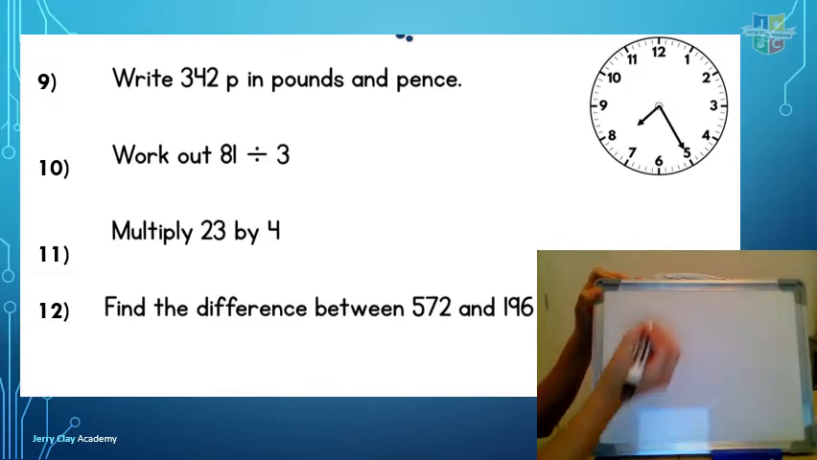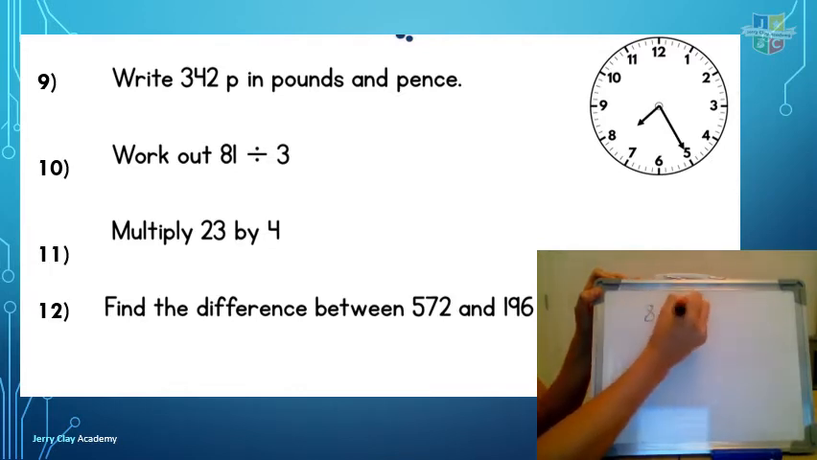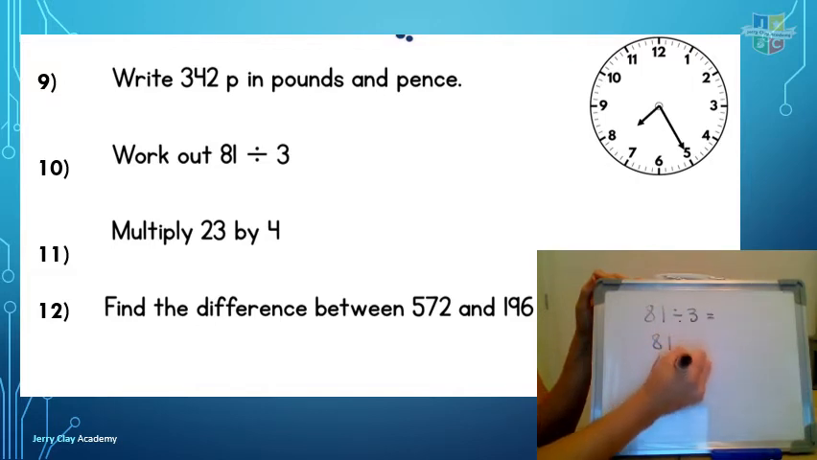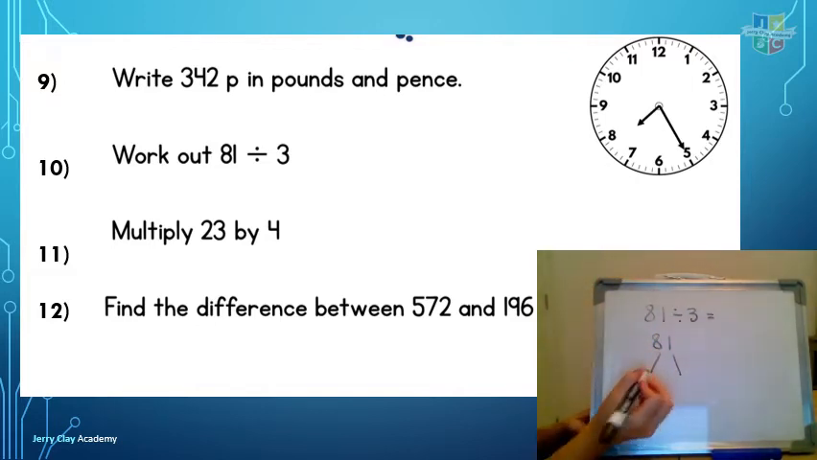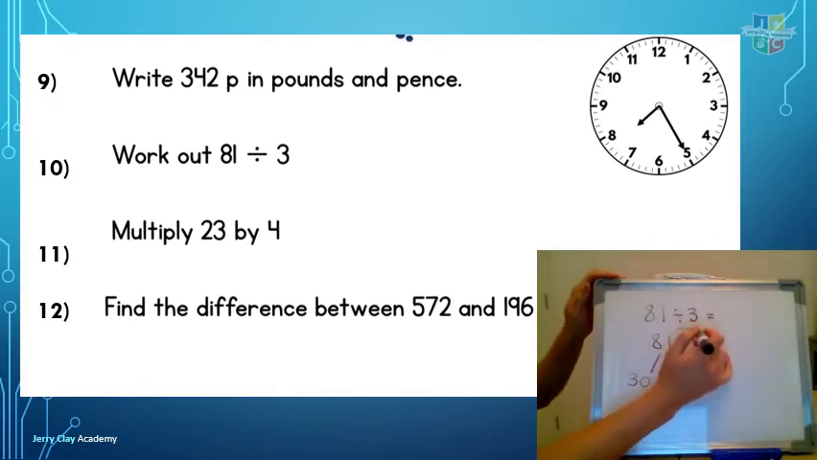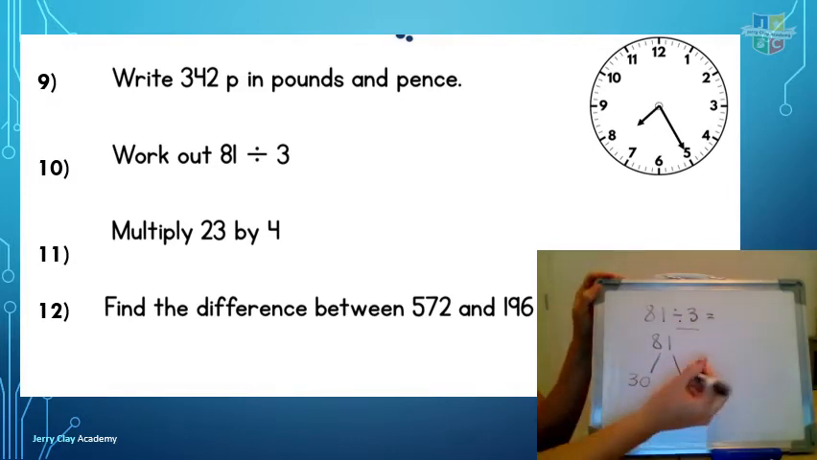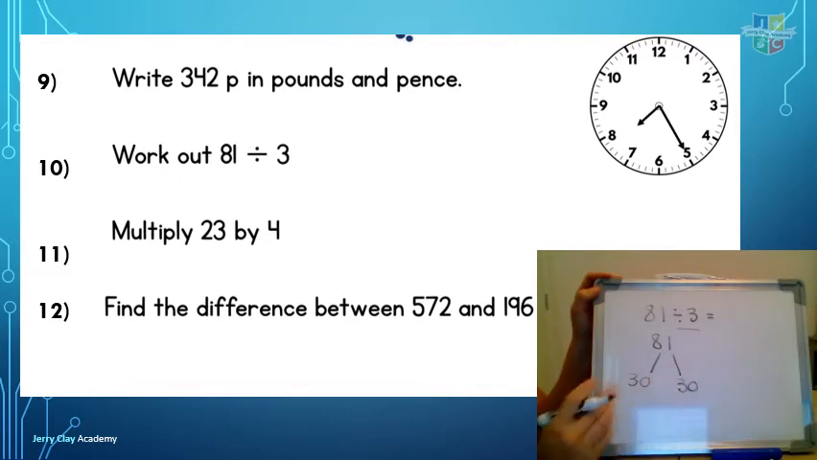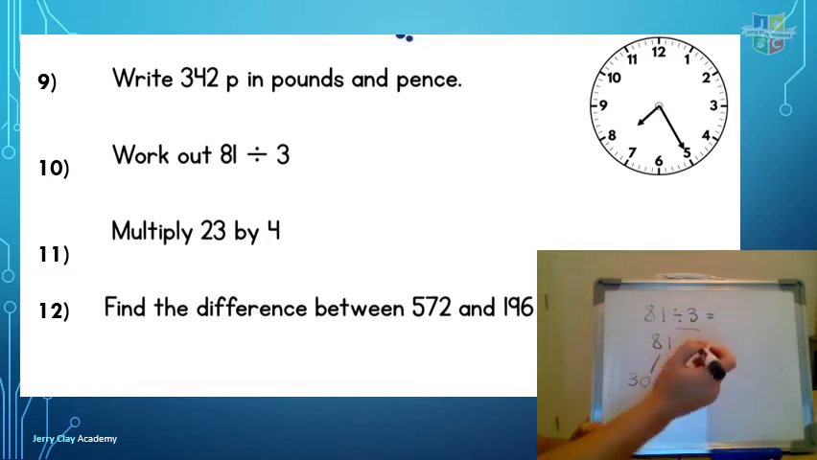Okay, so this time we're doing 81 divided by 3. Now this one is a difficult one, but we're going to have a go at partitioning it into 2 or more numbers. So first of all, I'm going to partition it into 30, because I know I'm dividing by 3. Oh, I'm actually going to do it into another lot of 30, because that makes it easier for me. So I've got 30, 60, and then I want to have whatever is left over. If I've got 60, I've got 21 left over.